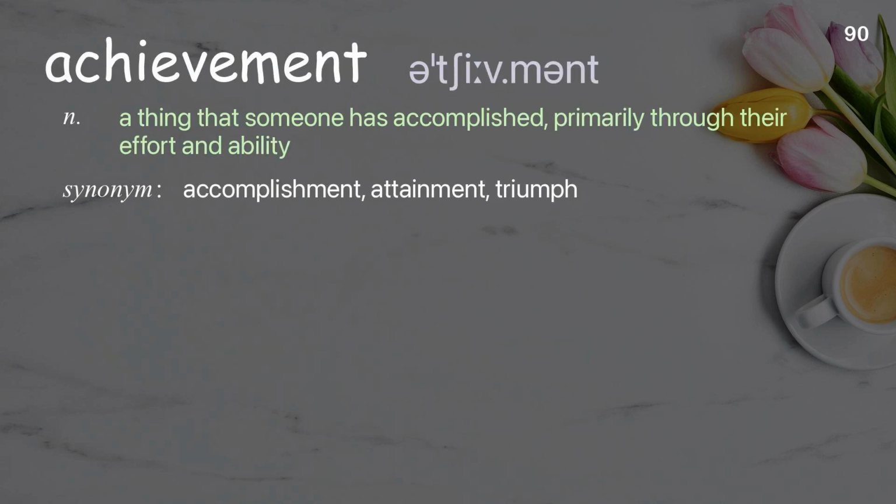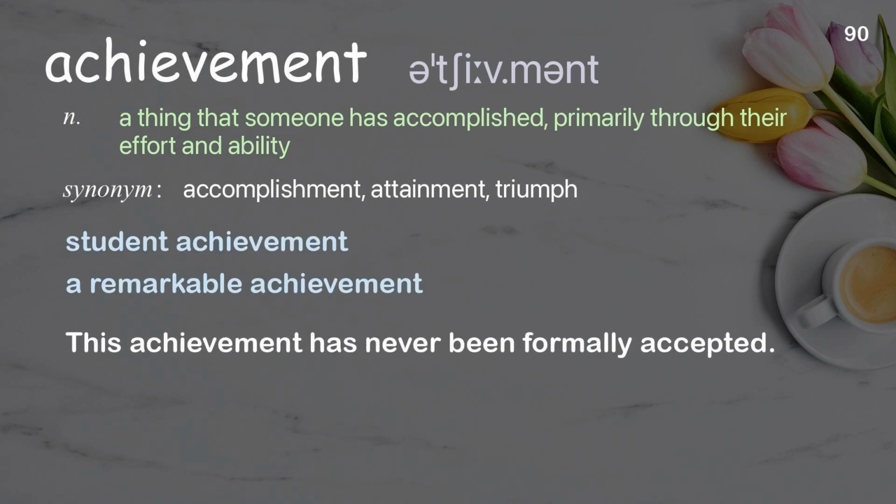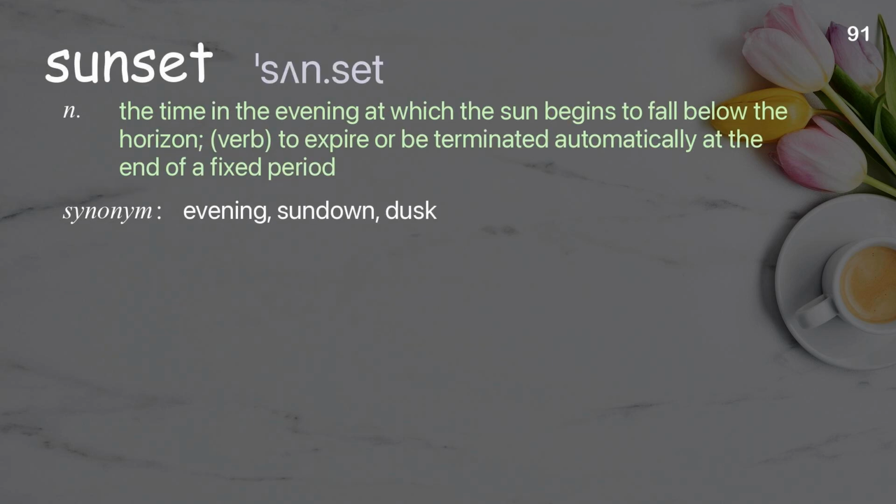Achievement. A thing that someone has accomplished, primarily through their effort and ability. Examples: Student achievement. A remarkable achievement. This achievement has never been formally accepted.